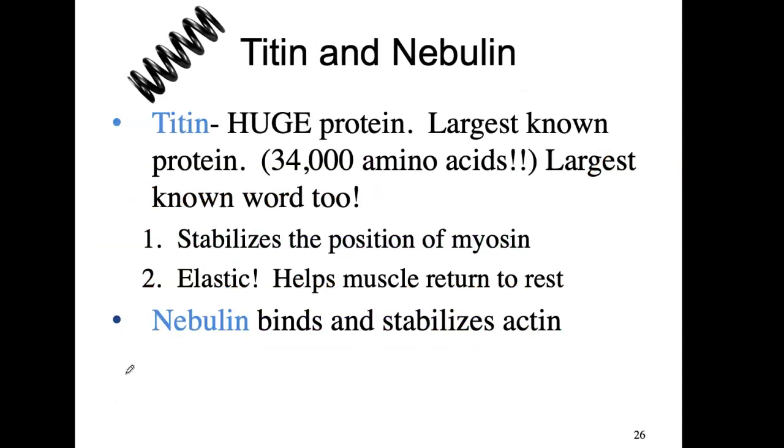As I'm telling you, titin is a huge protein. It's the largest known protein ever that we know. It has 34,000 amino acids. It's also the largest known word. And if you look at the video on A&P, I posted it for you with Crash Course, A&P. He talks about the largest word, because it goes on forever, the actual name of titin. And as I told you earlier, nebulin is going to bind and stabilize that actin. Okay.